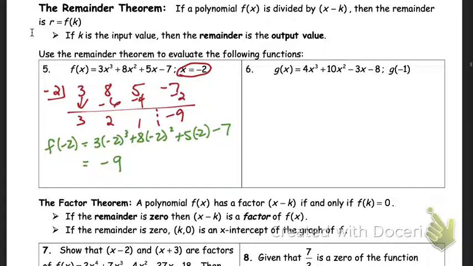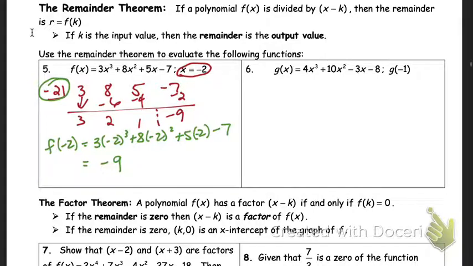So what the connection is that if you plug in the number that you used when you did synthetic division, if you plug that into the original problem, it will tell you what your remainder is supposed to be. So it's also a nice way to check, because if you get the same remainder both ways, chances are you did the synthetic division correctly. It's going to be really hard for you to mess up synthetic division and still get the same remainder. So you can just plug it in.